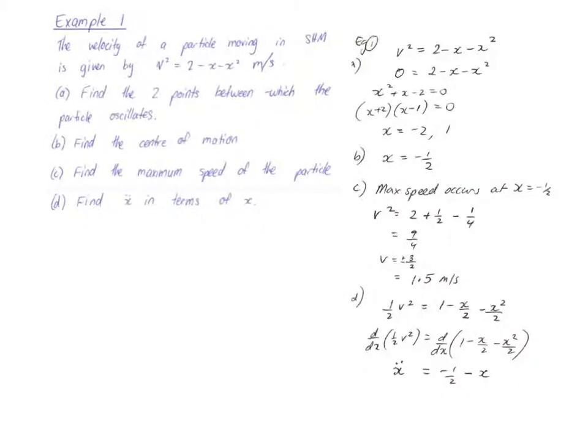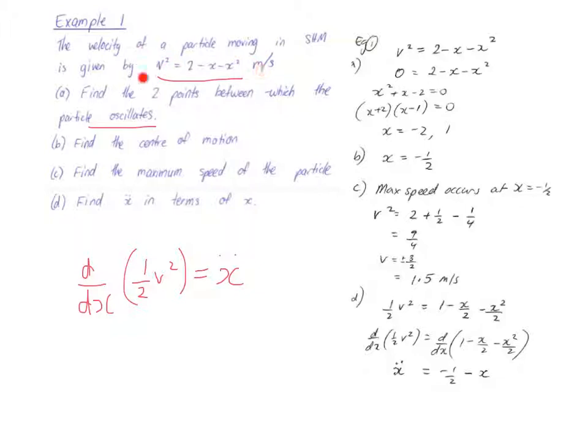We also have some examples where we have to use what we did in the last lesson, that d/dx of half v squared equals the acceleration. The velocity of a particle moving in simple harmonic motion is given by that. Find the 2 points between which the particle oscillates. Remember, the particle is moving in a straight line like this, and when it turns, the velocity is 0. So at the end points, the velocity is 0. So we can find the 2 points between which it oscillates by making velocity equal 0 and solving for x.